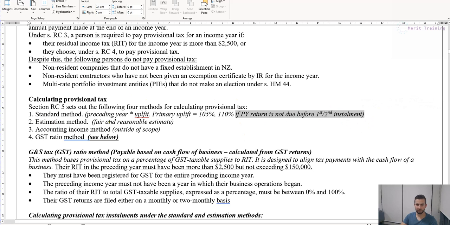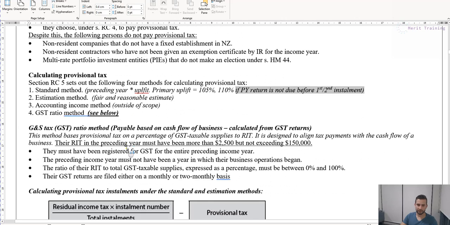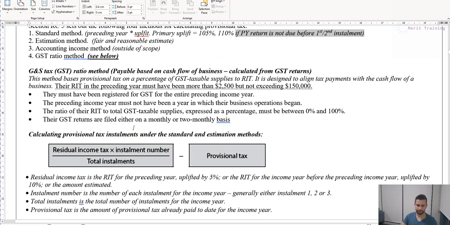Next is estimation method, which is basically, as long as it's a fair and reasonable estimate, that is valid. And the third one, which is out of scope, so don't worry about this one too much, is accounting income methods, just paying based on your accounting. And then finally is GST ratio method, which we discuss in detail down below. So this is the GST ratio down here.